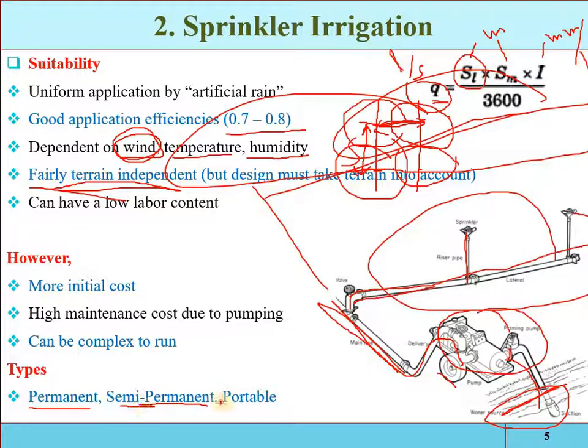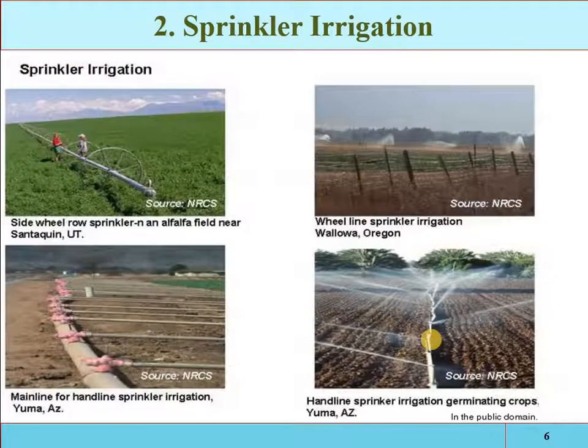And the third one, the portable system. Here you can see that this system is completely portable, meaning the pumping station is also movable, and the pipelines are also movable. So when you irrigate one portion of the field, you shift the whole system into another area. Then it is called the portable irrigation system. For example, here you can see that the lateral is above the earth. When this area is irrigated, shift this lateral into another portion of the field and irrigate that one.